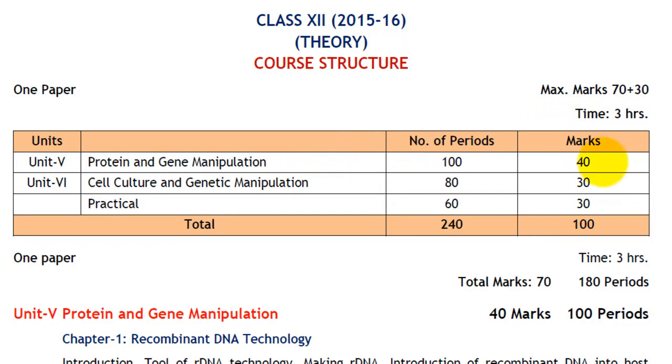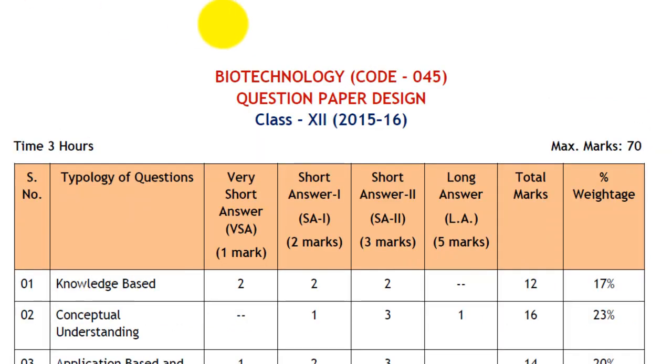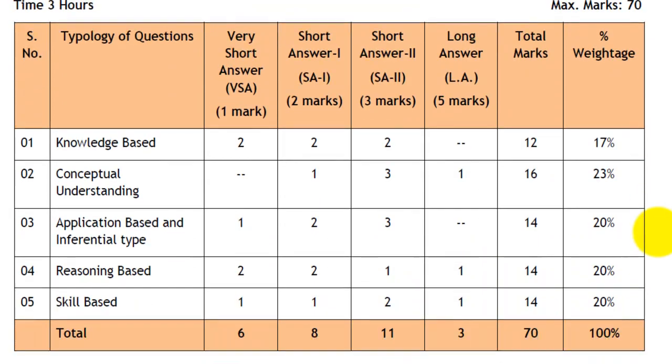The first section which carries 40 marks is of protein and gene manipulation, and then 30 marks are given to cell culture and genetic manipulation, totaling to 70 marks. The practical will be of 30 marks. This is the design of the question paper.